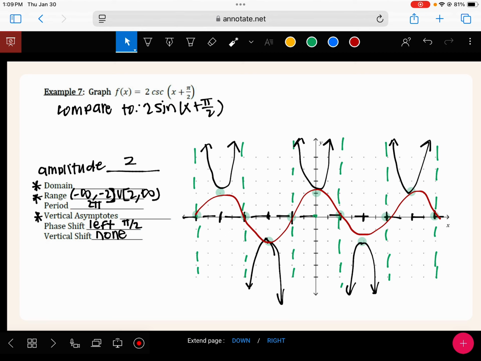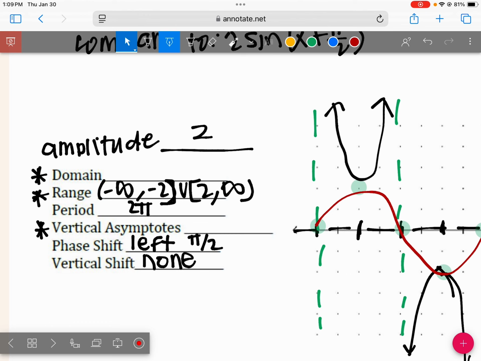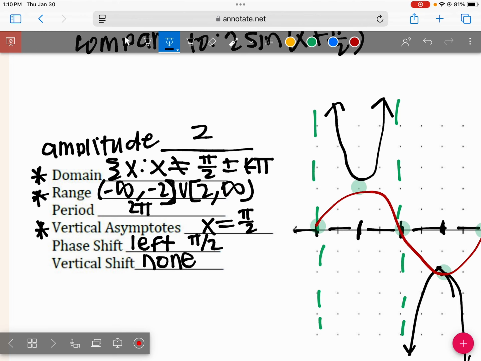To the right of our y-axis, what is the first vertical asymptote that we have? Pi over 2. So we're going to write x such that x does not equal pi over 2 plus or minus k pi. And then we're going to go down to the vertical asymptotes, and we're going to say that x equals pi over 2 plus or minus k pi.